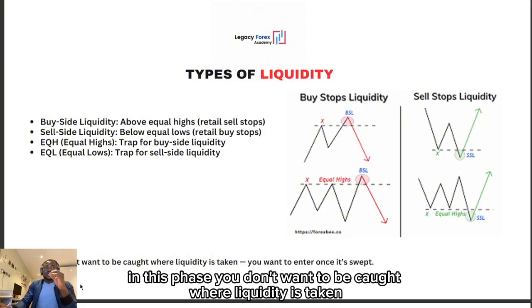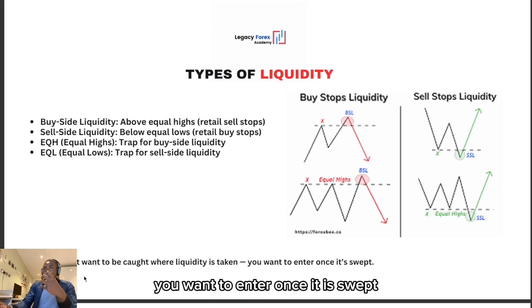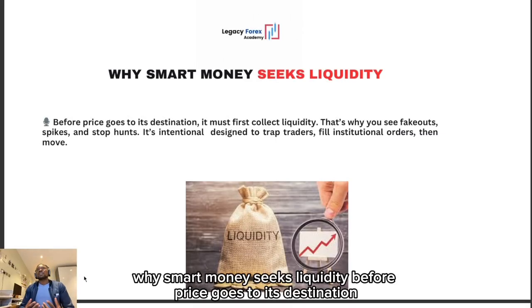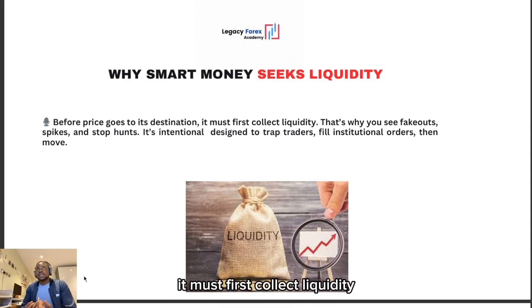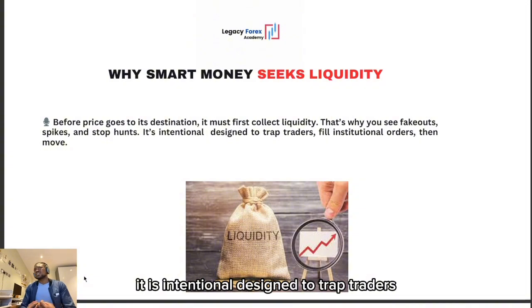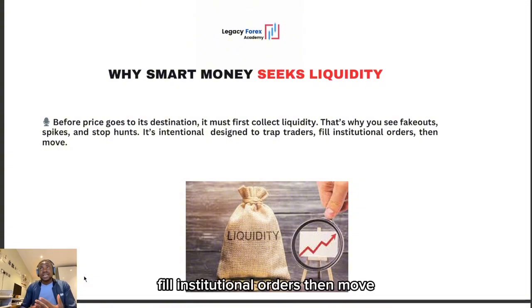In this phase, you don't want to be caught where liquidity is taken. You want to enter once it is swept. Why does smart money seek liquidity? Before price goes to its destination, it must first collect liquidity. That is why you see fake outs, spikes, and stop hunts. It is intentional, designed to trap traders, fill institutional orders, then move.